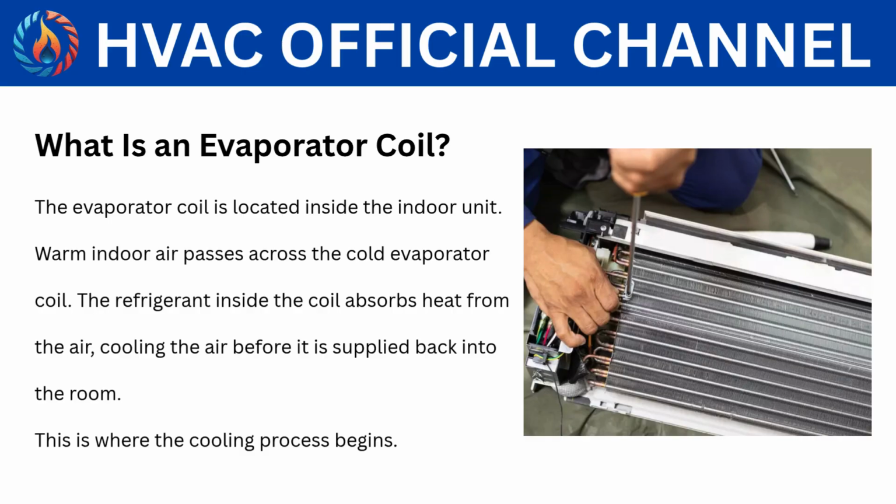What is an evaporator coil? The evaporator coil is located inside the indoor unit. Warm indoor air passes across the cold evaporator coil. The refrigerant inside the coil absorbs heat from the air, cooling the air before it is supplied back into the room. This is where the cooling process begins.